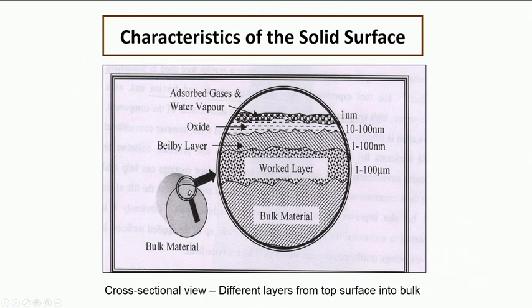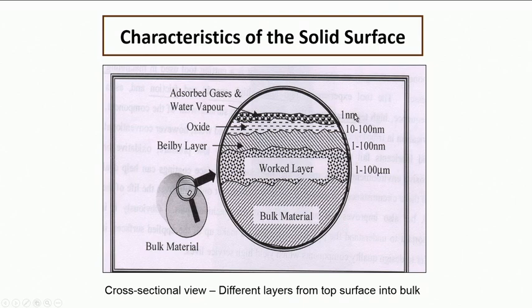Finally, I need to tell you that if you take the cross section of any solid, we tend to believe that under our naked eye we see a shining flat surface. But actually, if you zoom in and look at the various possibilities of atomic distribution across the cross-sectional plane, then on the top surface you'll always see an adsorbed layer of gases or water vapor, and this usually is an oxide or a hydroxide surface layer.